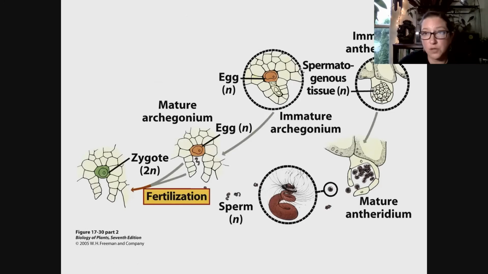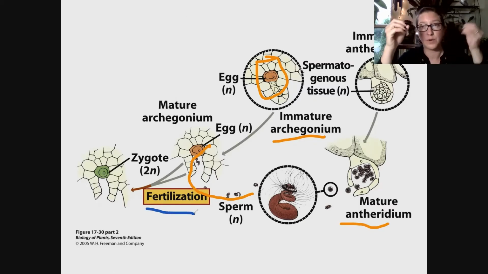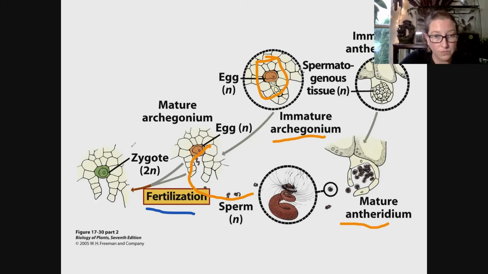Eventually, this should be coming quicker now because we've covered it so many times. Eventually, the sperm will be made in the antheridium. Egg will be inside of that archegonium. Eventually, the sperm and egg are going to fuse. Here, sperm is swimming to the egg. And when that happens, it's the process of fertilization: sperm, haploid; egg, haploid; zygote, diploid. Right there.